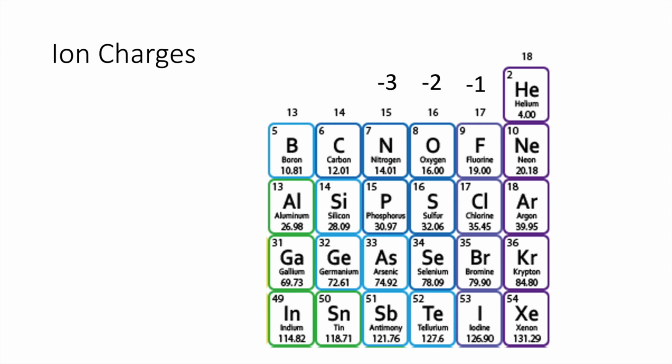And then all the elements in the last group, group 18 or 8A, those are all noble gases. Remember, they have full valence electron shells, so they don't form ions at all. And therefore, they tend just not to be a part of chemical bonds.